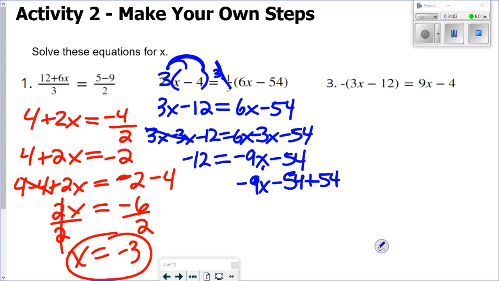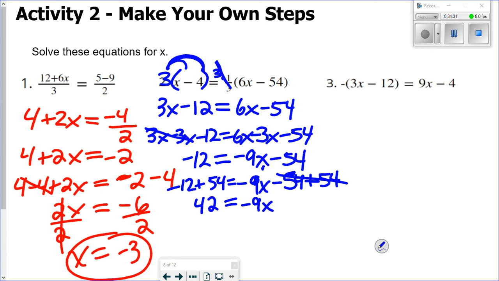I know if I add 54 to the right, I must also add 54 to the left to balance out the equation. So when doing so, when I do negative 12 plus 54, I get 42 on the left. On the right, I have my negative 9x. I have my 0 pair that cancel out, negative 54 and positive 54.